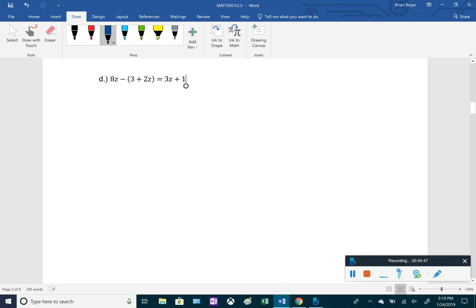And then for D, we have 8z minus 3 plus 2z equals 3z plus 1. So once again, we have to simplify this left-hand side of the equation. So this is essentially a negative 1 out here, so we have to distribute the negative to both terms. So it's going to be 8z minus 3 minus 2z equals 3z plus 1. Combine like terms on the left-hand side. 8z minus 2z is 6z.